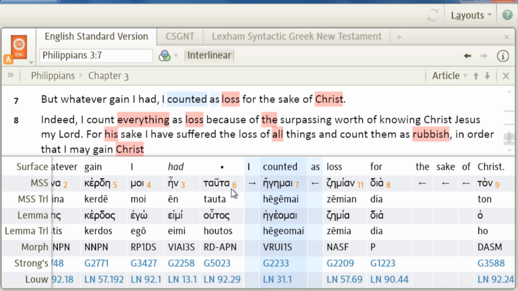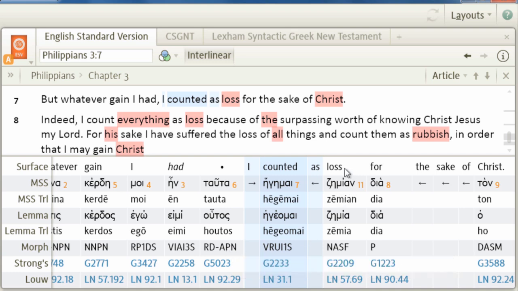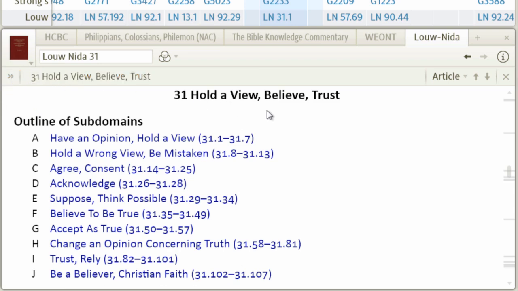But this word tauta, which is in the accusative case, along with zemion, which is translated loss, and also in the accusative case, work together to form the double accusative of this Greek verb, hegemai, which is translated in the ESV counted. And this verb would be considered a verb of thinking. If we go down here to the Louw-Nida number and open up the Louw-Nida lexicon, we can see that this Greek verb belongs to the domain number 31, which is hold a view, believe, trust. And so we have a list of domains here that relate to verbs of thinking.